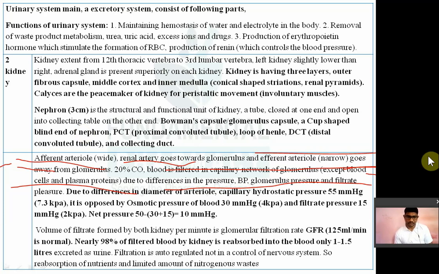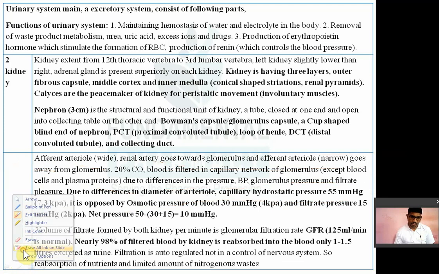So due to the difference in the diameter of your capillaries, capillary hydrostatic pressure is generated, which is around 55 mm of Hg. It is opposed by the osmotic pressure of blood, which is around 30 mm of Hg, and filtrate pressure, which is around 15 mm of Hg. Therefore net pressure is 55 minus 30 plus 15, that is nothing but 10 mm of Hg. So net pressure here is 10 mm.